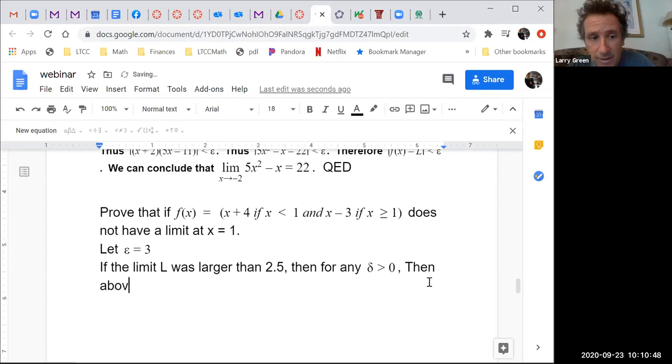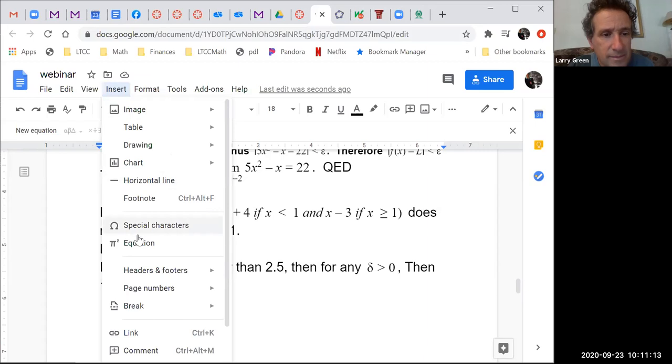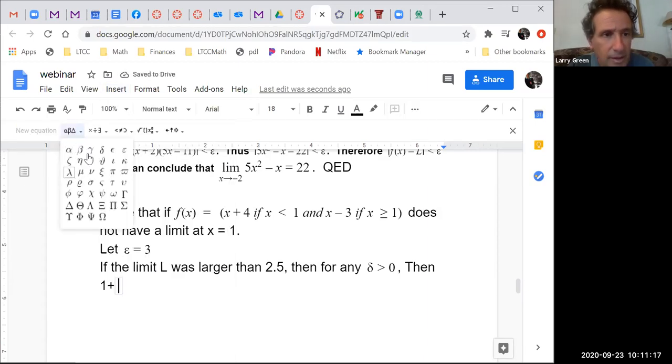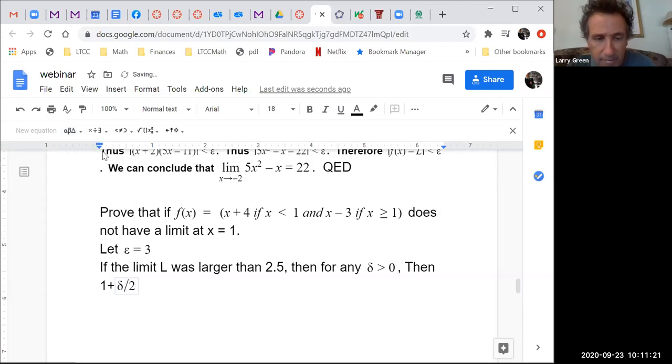Then how about 0.1? How about even better, how about x equals 1 plus delta over 2? We'll evaluate x minus 3. So for any delta greater than 0, if x is larger, it'll be smaller than, not larger than.